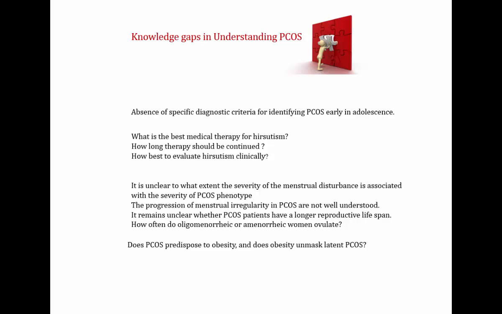Then we see, if there is menstrual abnormality, it is unclear to what extent the severity of menstrual disturbance is associated with the severity of the PCOS phenotype, and the progression of menstrual irregularity in PCOS is not well understood. It is not well defined when you can say that this irregularity shows some of the signs of PCOS. It is not defined, so it is difficult.